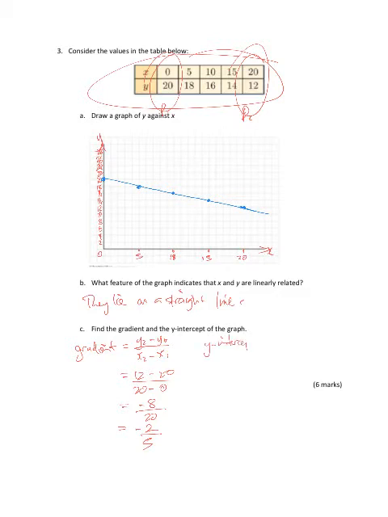Y-intercept. You just look at that on the graph, or where x is equal to 0. Or you look at the graph where x is equal to 0, y is equal to 20. So that's the y-intercept. So that's question 3 down.